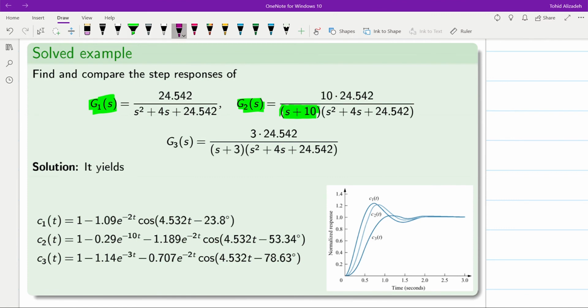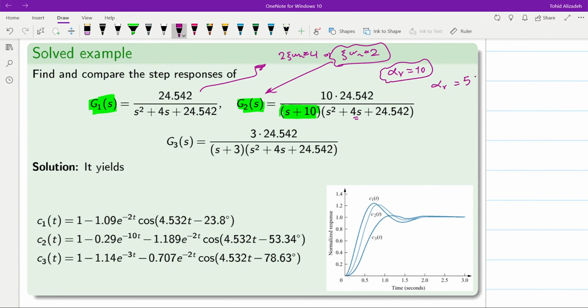And you can see that for this case, 2 zeta omega n is equal to 4, so zeta omega n is equal to 2. For G2, it is also the same, but we have alpha r equal to 10. So alpha r is in this case equal to 5 times zeta omega n. Let's say at the border.